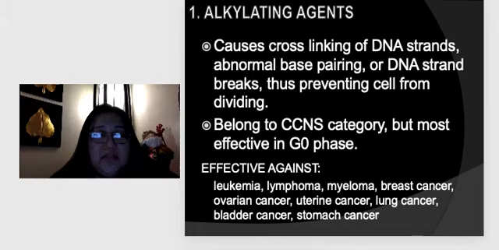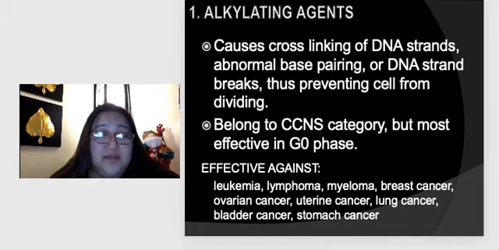The alkylating agents, they prevent cancer cells from dividing because they cause cross-linking of the DNA strands. Therefore, nagkakaroon ng pag-break doon sa DNA strand o pag-prepare as the cancer cells divide. CCNS category siya, pero pinaka-effective sa G0. Again, I mentioned that alkylating is a traditional chemotherapy drug. That's why if you look at the indications, marami siyang pwede na effective against.